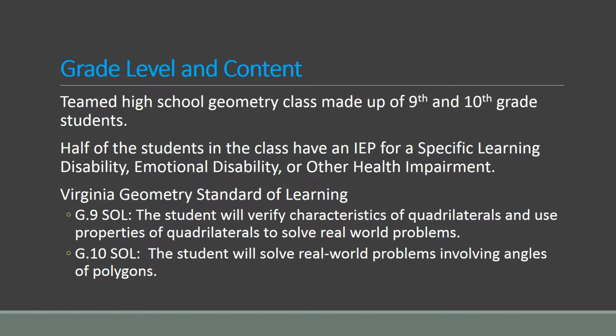This lesson is designed for a high school geometry class in the team setting made up of 9th and 10th grade students. Half the students in the class have an IEP for a specific learning disability, emotional disability, or other health impairment. This lesson covers G.9 and G.10 SOLs, where the students will verify characteristics of quadrilaterals and use properties of quadrilaterals to solve real-world problems. They'll also solve real-world problems involving the angles of polygons.